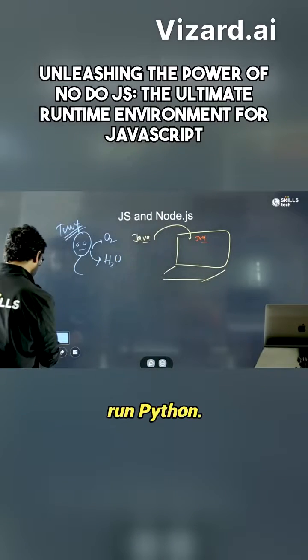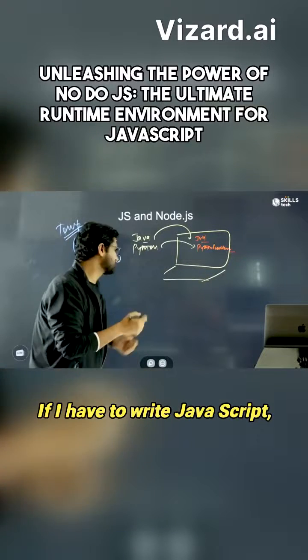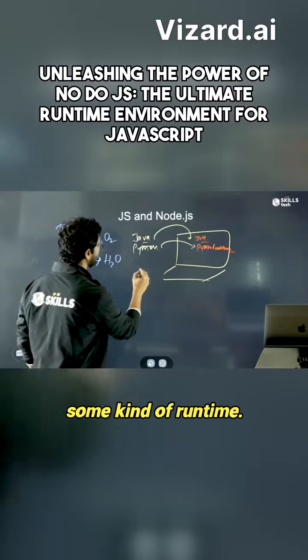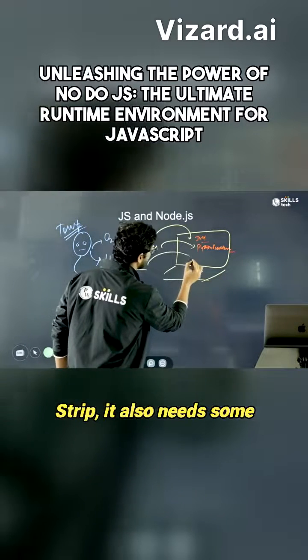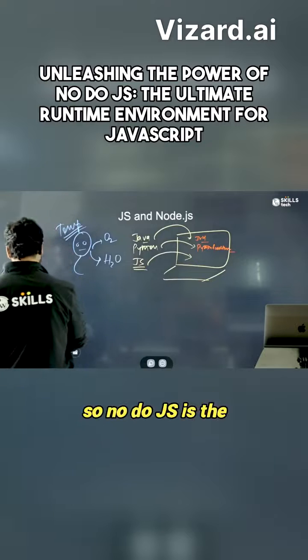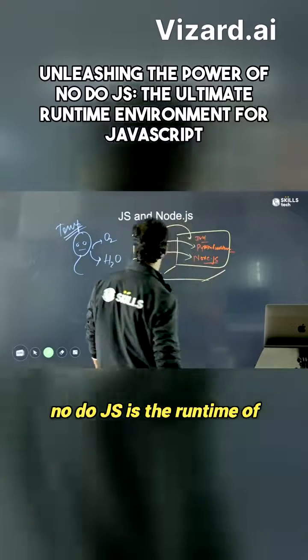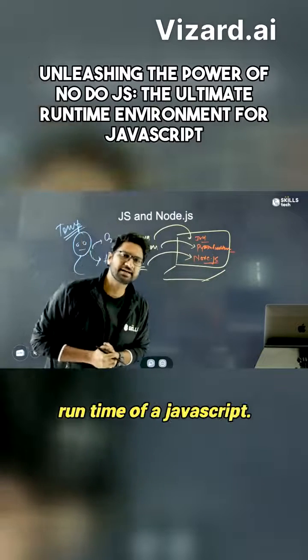Similarly, let's say that if I have to run Python, I need to have the Python runtime. If I have to write JavaScript, JavaScript also needs some kind of runtime. So Node.js is the runtime of JavaScript.